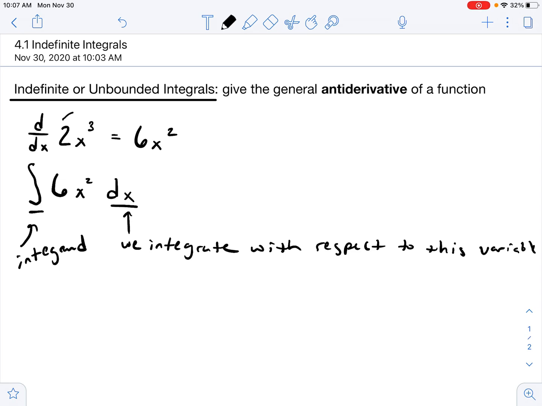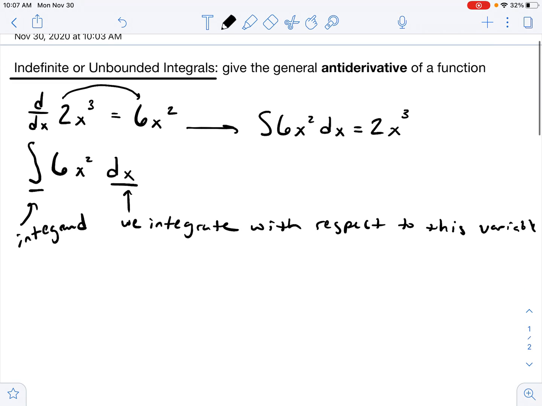Okay? And so the idea is, again, if I take the derivative of 2x to the third and get to 6x squared, then what should be the case is if I integrate 6x squared with respect to x, that should take us back to the 2x to the third power, okay? And this is what we're going to talk about today, this type of integration. And this is called an unbounded integral, okay? It gives us the general antiderivative.